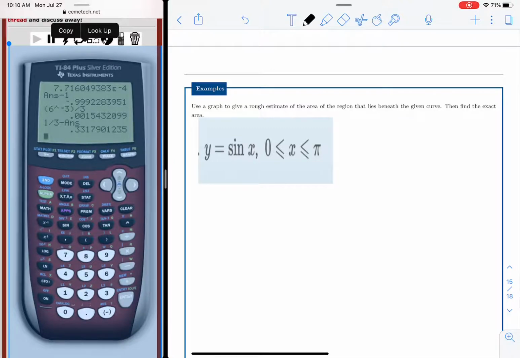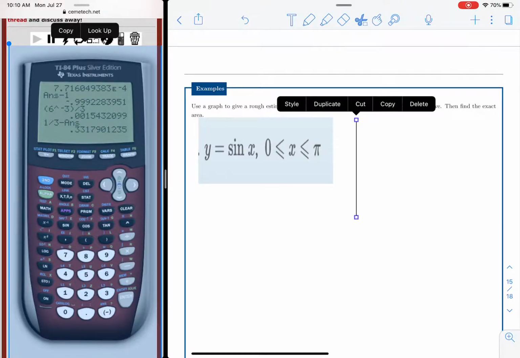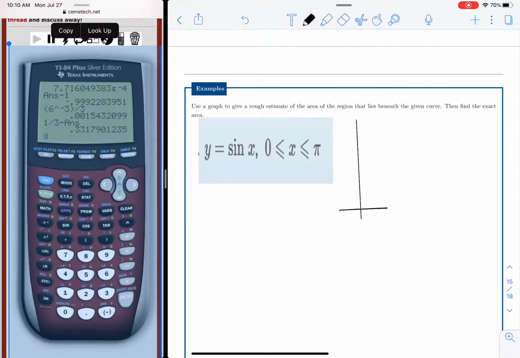So we have y is equal to sine x, and we've got to estimate the area. Then we have to find the exact area. So let's go ahead and graph it first. Now sine between 0 and pi has that shape. If I could get that right. And that would be at pi over 2, and that value is 1.